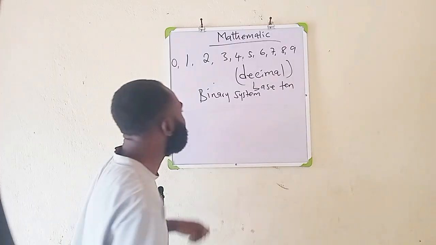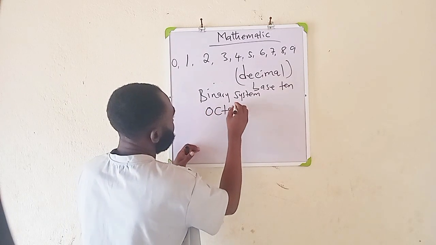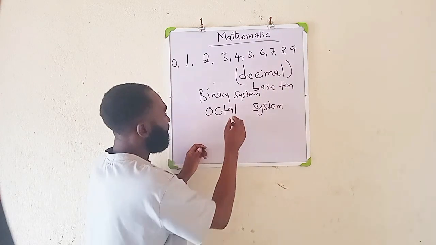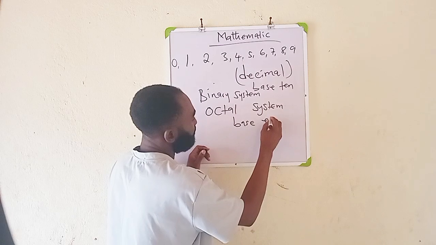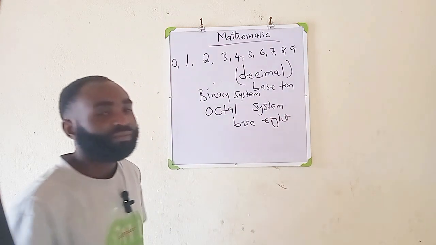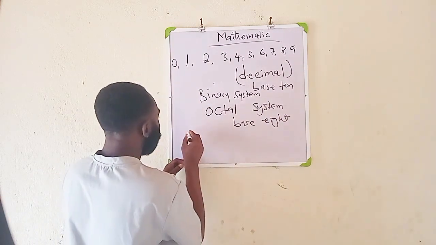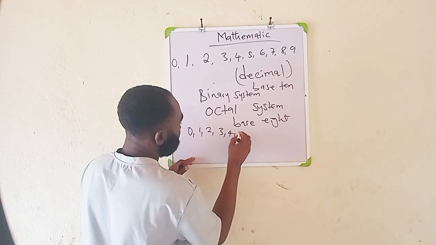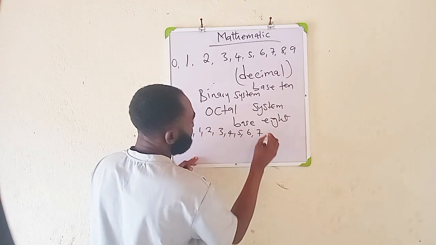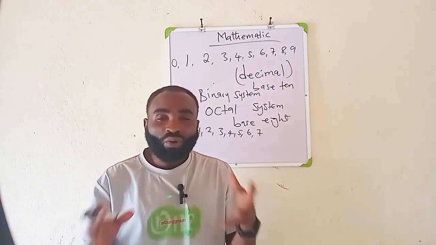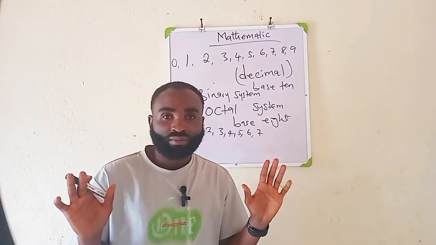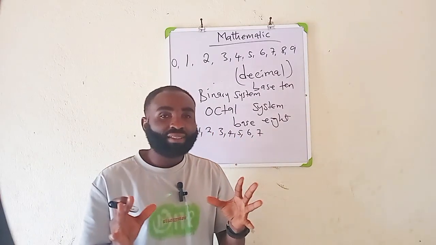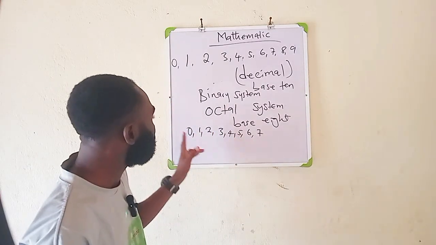But we could also use the octal system, which is base 8. Here we have 0, 1, 2, 3, 4, 5, 6, 7. In the octal system, we have from 0 to 7, and we cannot reach 8 because the base is 8, so it shouldn't be more than 7. It's from 0 to 7.